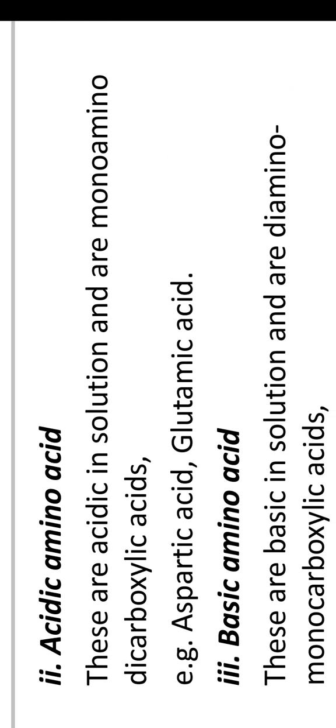Next, we see the acidic amino acid. One functional group is extra in this category. These are acidic in solution and are monoamino dicarboxylic. Here, there are two carboxylic acid groups, so it is an acidic amino acid. Examples: aspartic acid and glutamic acid.